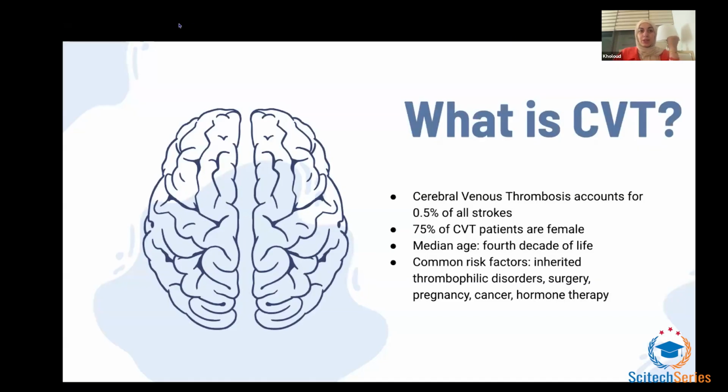So first of all, what is CVT? It's cerebral venous thrombosis. It accounts for 0.5% of all strokes cases worldwide. 75% are females in the fourth decade of their life. And usually there are common risk factors: inherited thromboembolic disorders, surgery, pregnancy, cancer, or hormone therapy. These are the most common risk factors we find in such patients.